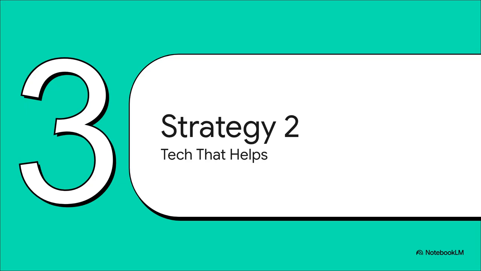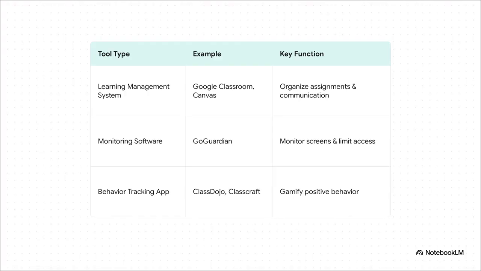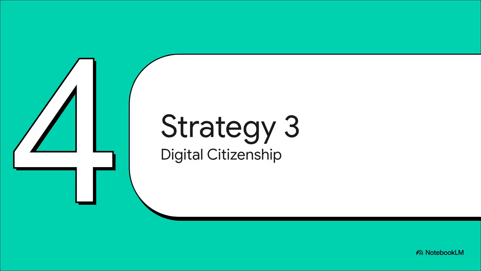Okay, strategy number 2. Now it's time to fight fire with fire. Let's look at how we can actually use technology itself as one of our best allies in managing the classroom. There are so many digital tools out there designed to make your life easier. You've got your learning management systems, think Google Classroom or Canvas, that put all your assignments and communication in one place. Then there's monitoring software, like GoGuardian, which helps you keep students on task when they're on their devices. And you've even got apps like Class Dojo that can turn positive behavior into a kind of game, which can be really engaging.